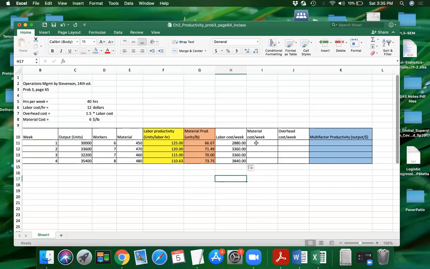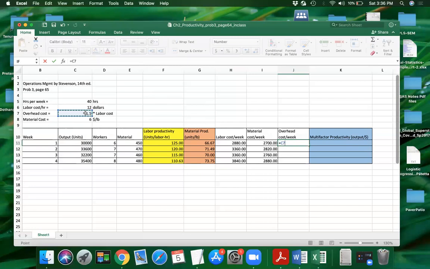Now let's calculate the material cost in terms of dollars per week. That's going to be equals to the amount of material we're using times $6 per LB. And then I'm going to fix that one. And this is my total material cost for first week. And if you drag it down or double click on the plus here, you will get the material cost for every week.